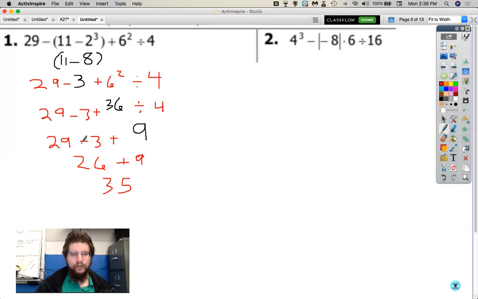We don't add before subtracting. We do addition and subtraction from left to right because subtracting 3 is the same as adding a negative 3. So it's the same operation.